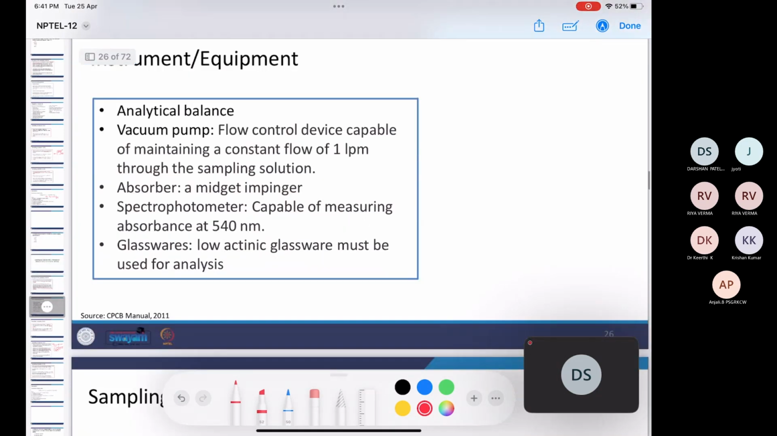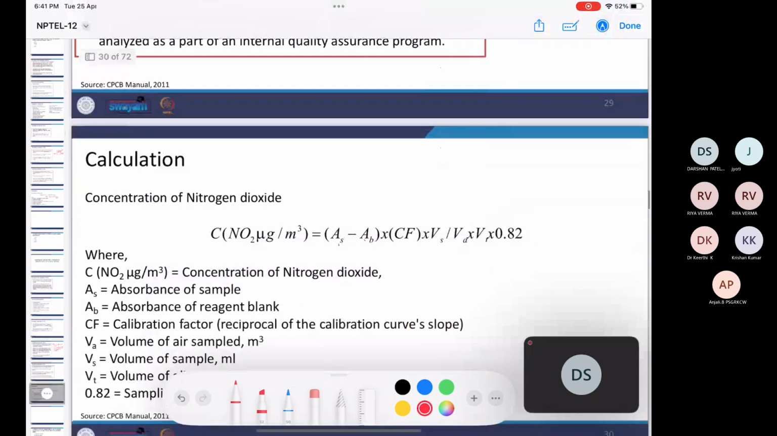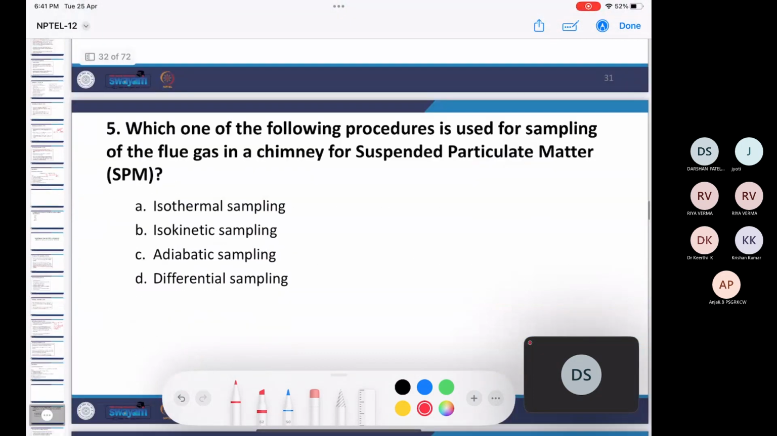Now for the next question. Which one of the following procedures is used for sampling of the flue gas in a chimney for suspended particulate matter? Isothermal sampling, isokinetic sampling, adiabatic sampling, or differential sampling? Anyone?